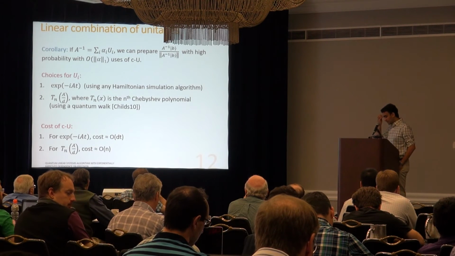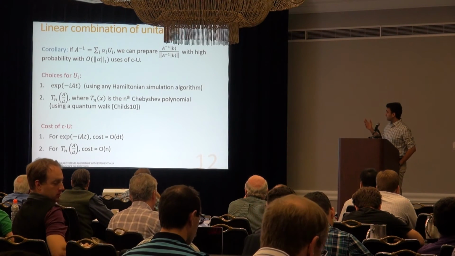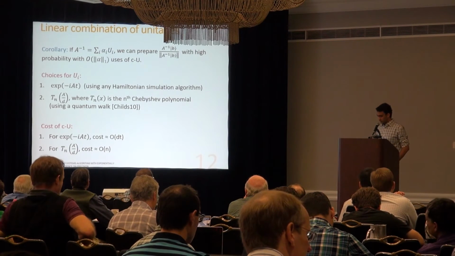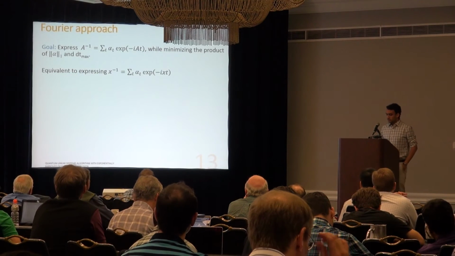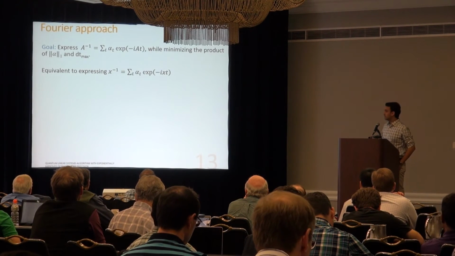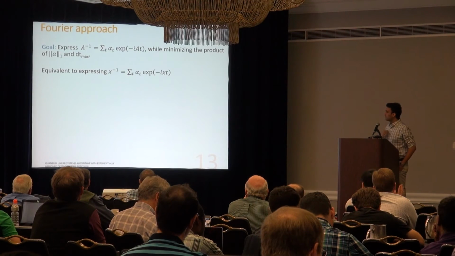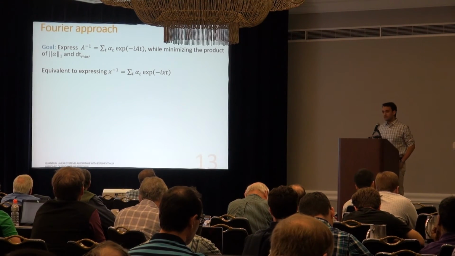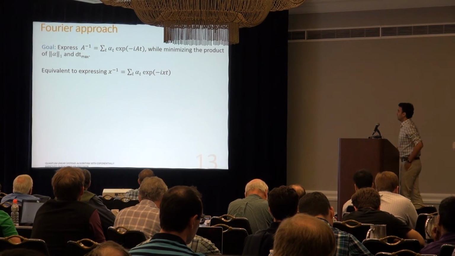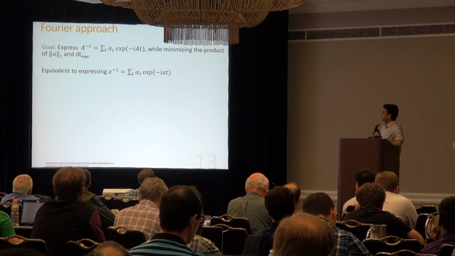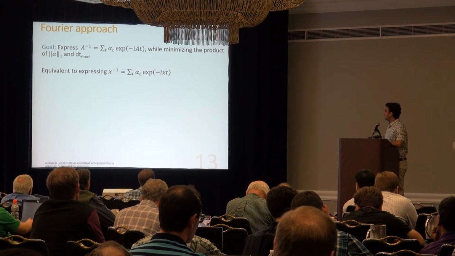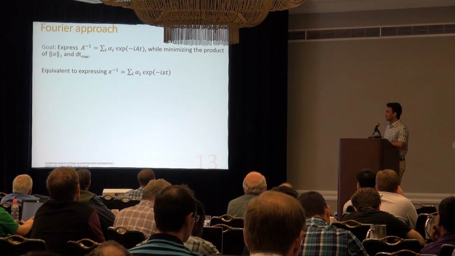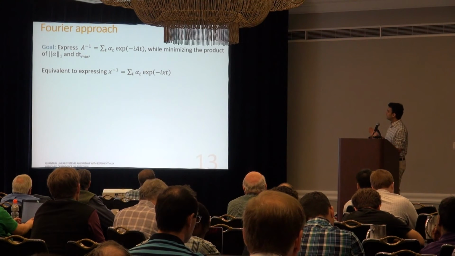So let me just explain how you express A inverse as a linear combination of exponentials of minus iAt, and that'll give you the idea of what's going on. Our goal is to express A inverse as a linear combination of e to the minus iAt. We want to minimize the product of, this is going to tell us how expensive our algorithm is going to be. But expressing A inverse as a linear combination of e to the minus iAt is kind of the same thing as expressing some scalar x inverse as a linear combination of e to the minus ixt, right? Because both sides are diagonal in the same basis.